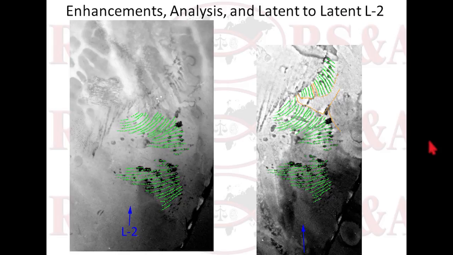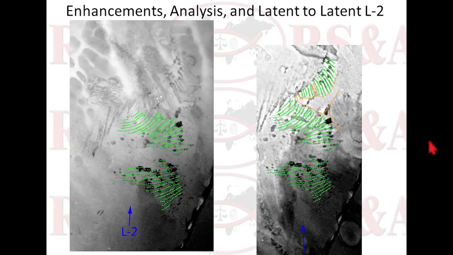So let's move into L2. We do the same process with L2. We digitally enhance the images that we have. We do the analysis again. And then I do this latent to latent process. And this slide you see right now is a good indication of what you can see in one image but not in another.